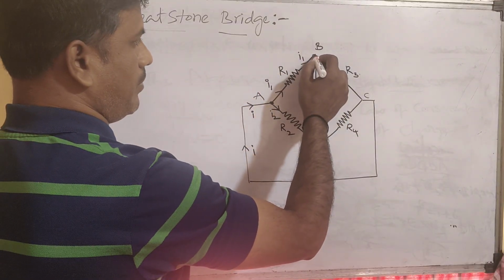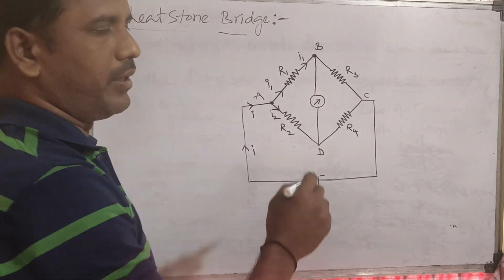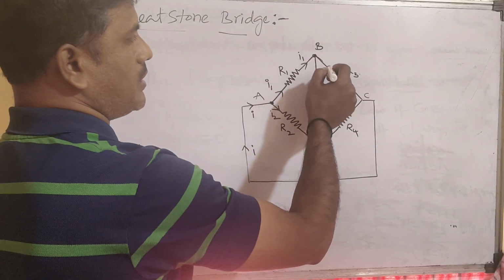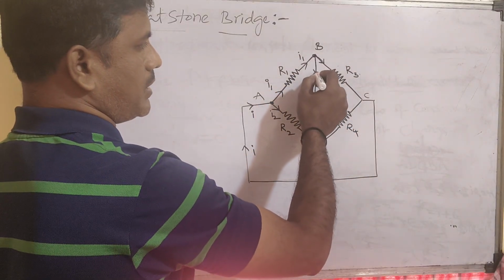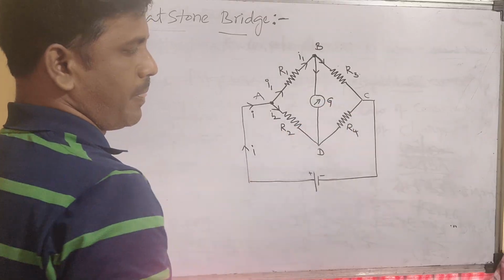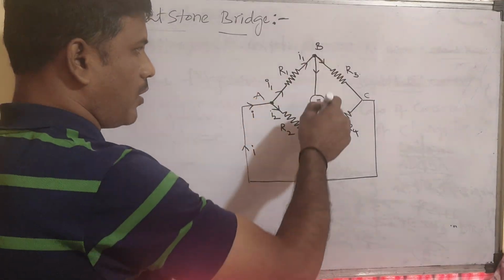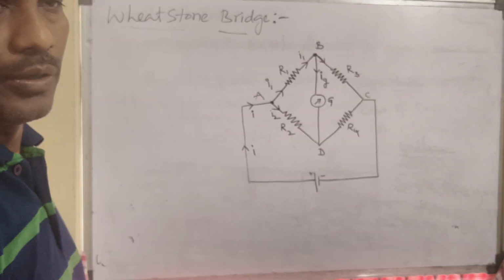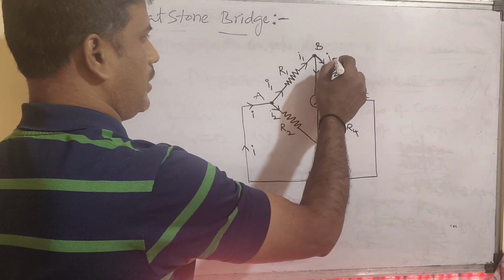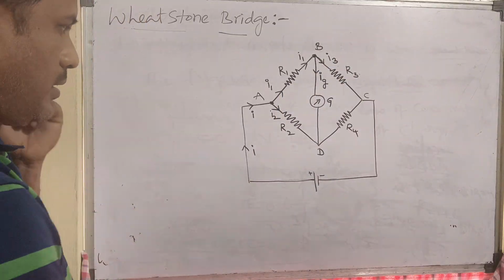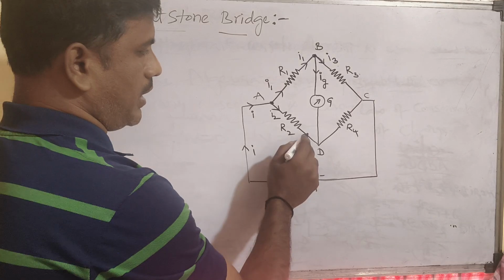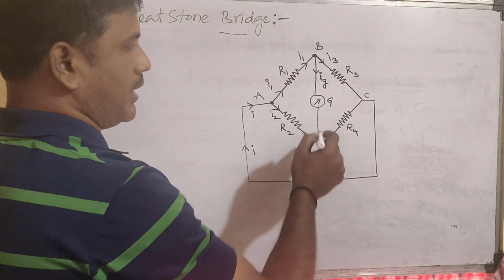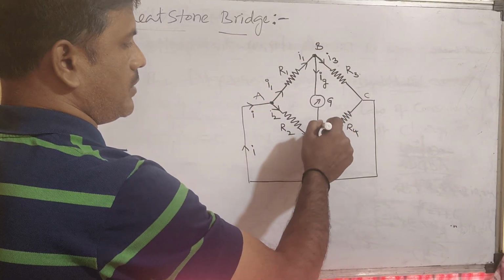Next, another junction came. According to the junction rule, the current entering the junction equals the current leaving the junction. Some current passes like this, some current passes like this. Here is the galvanometer. The current which passes through the galvanometer is said to be the galvanometer current Ig. The remaining current is I3. I2 passes this side, and again at the junction, Ig passes towards the junction.